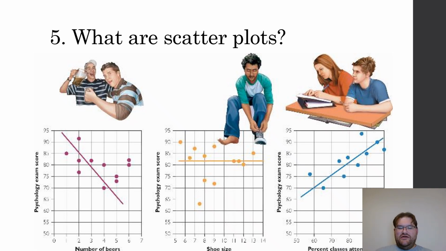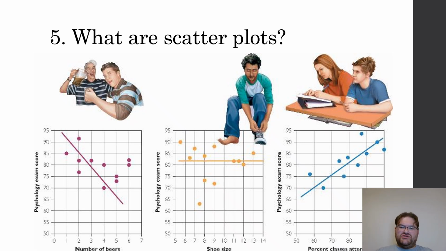In the middle, this would be our zero correlation, or no relationship. So again, let's say some researchers asked students to report their shoe size and then correlated that with the psychology exam scores and found that there's no relationship. Shoe size is unrelated to psychology exam score. Psychology exam score is unrelated to shoe size. That's this picture in the middle here of the scatter plot.